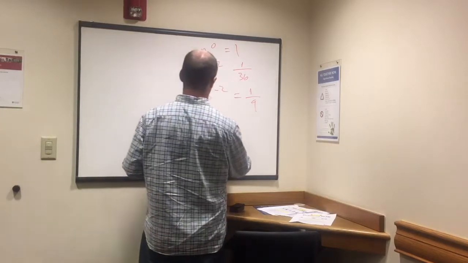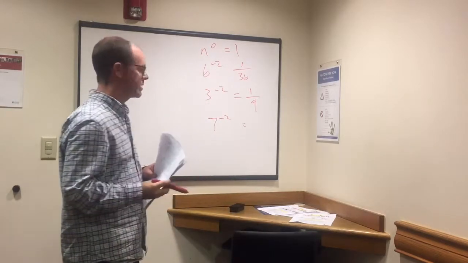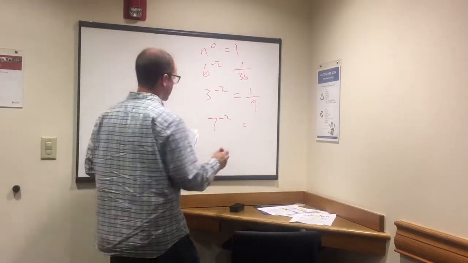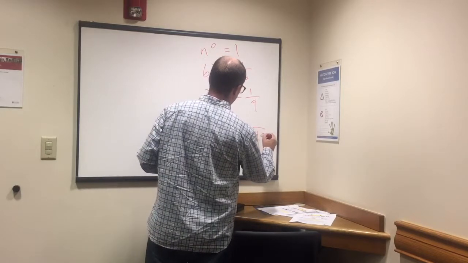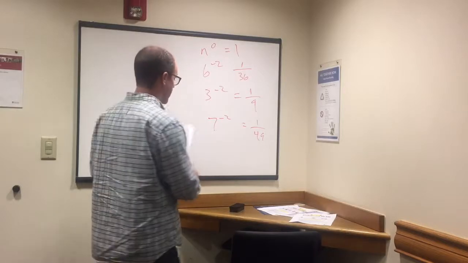If you want to do one more, 7 to the negative 2. 7 squared is 49. That's on the bottom here, 1 on top. Okay, not too bad. All right, so those are negative exponents.